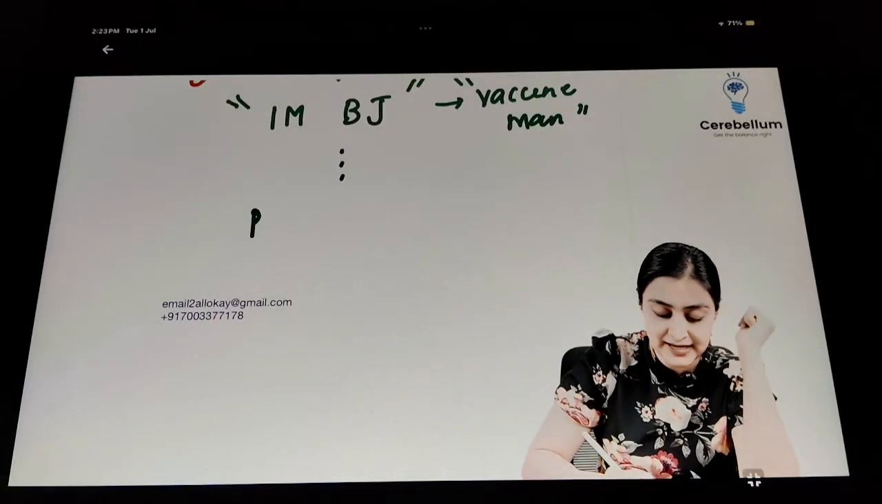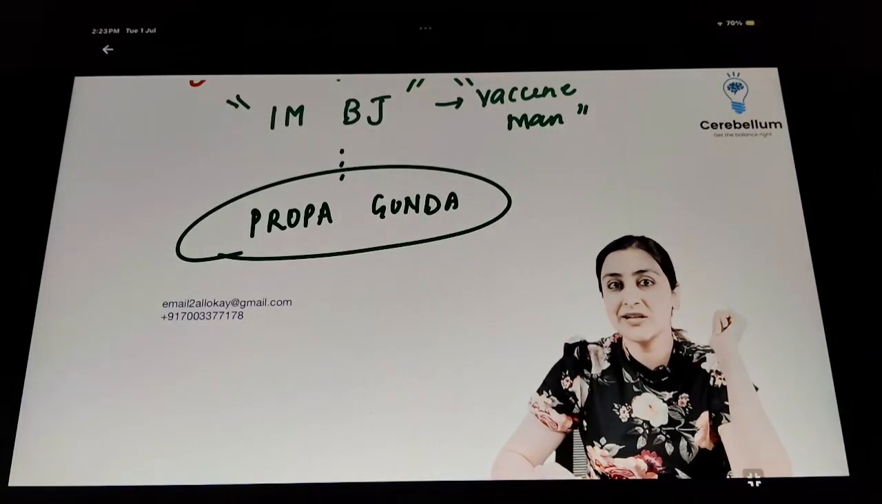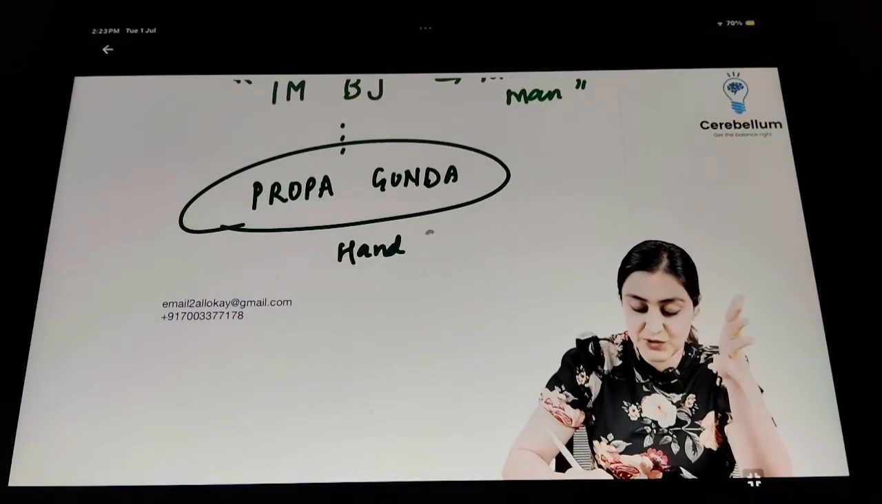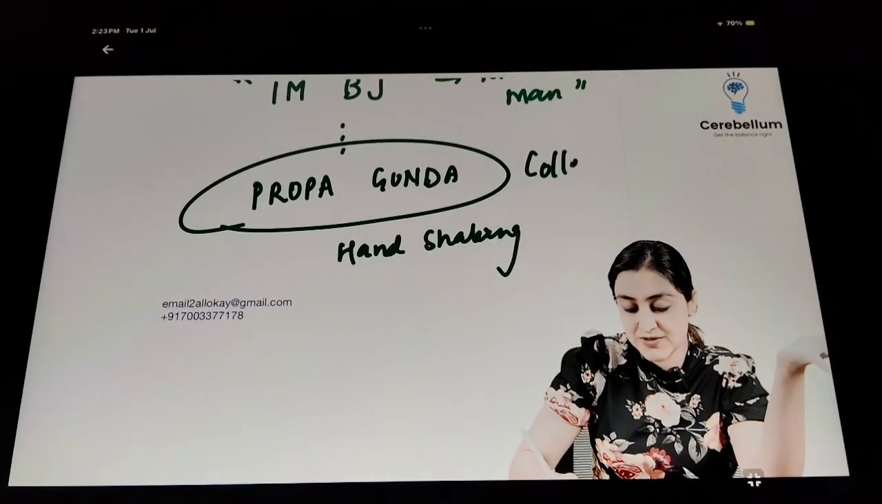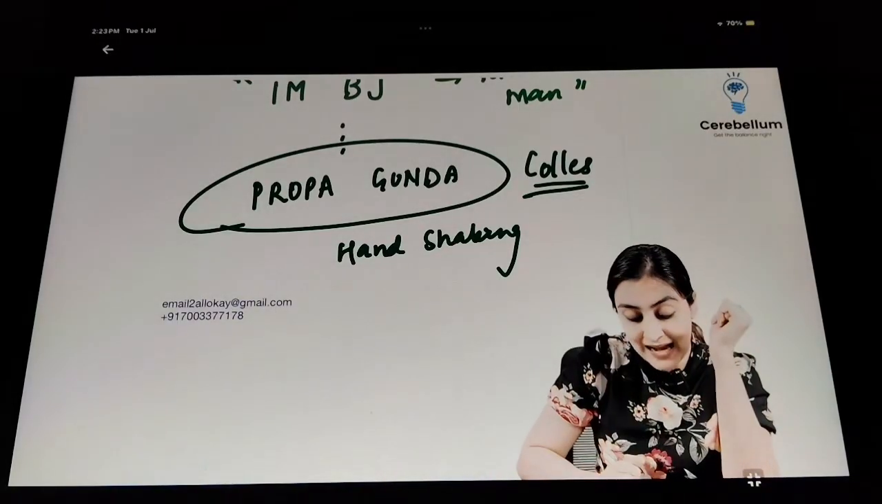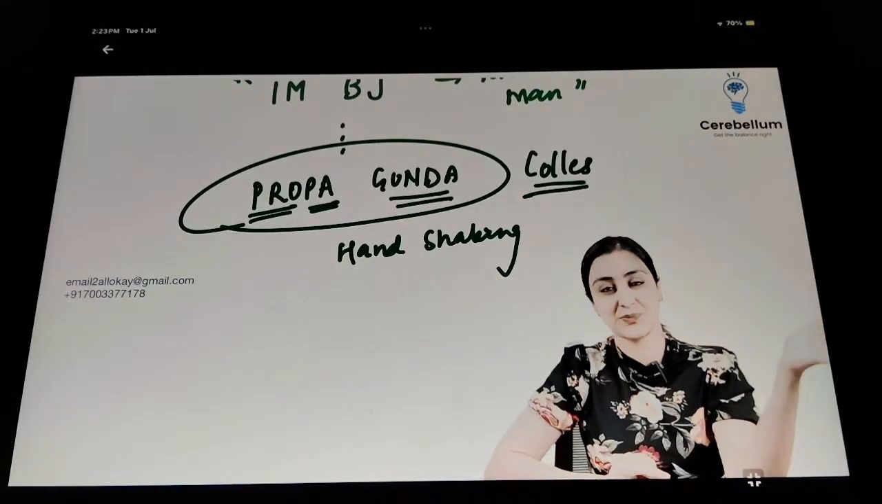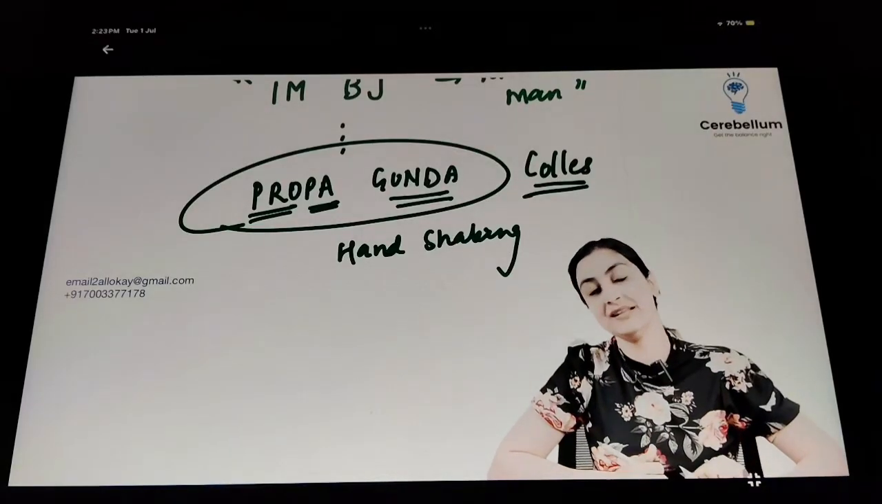So shaking her hand, and he said that I am a proper gunda. Does it ring the bell? Yes, orthopedics people are. Remember handshaking cast? What was handshaking cast? That was Colles. So in Colles' fracture, we do the handshaking cast. Handshaking means thumb has to be free. And the sequence was pronation, palmar flexion, and ulnar deviation. So proper gunda. There's a sequence of traction in handshaking cast.